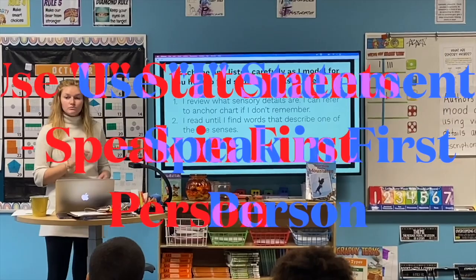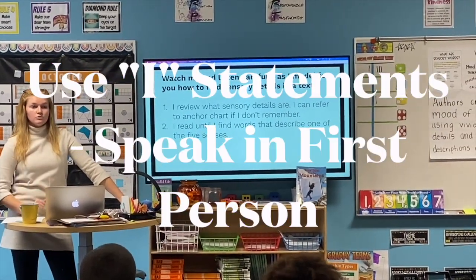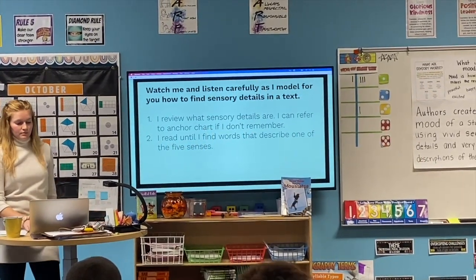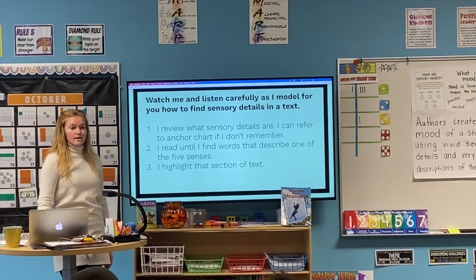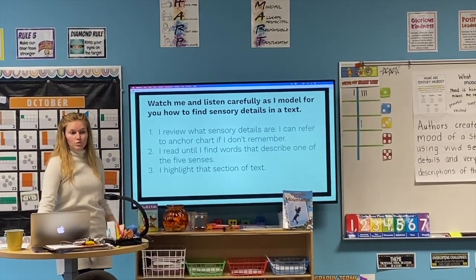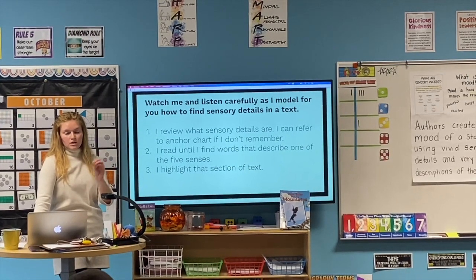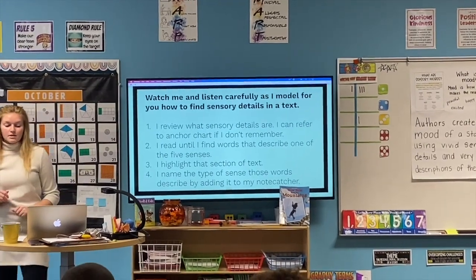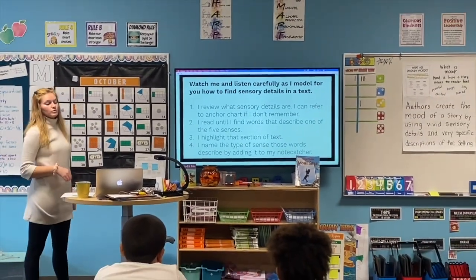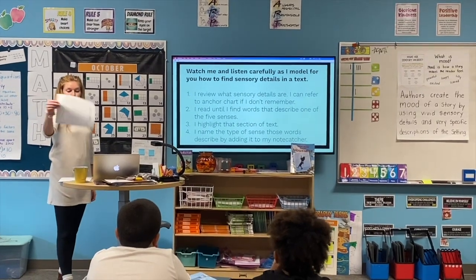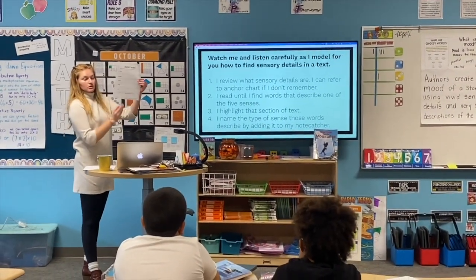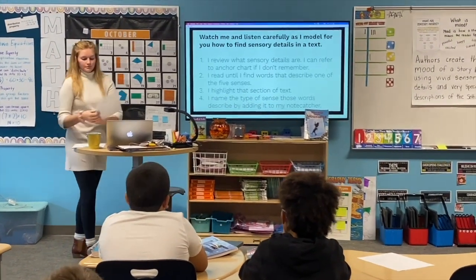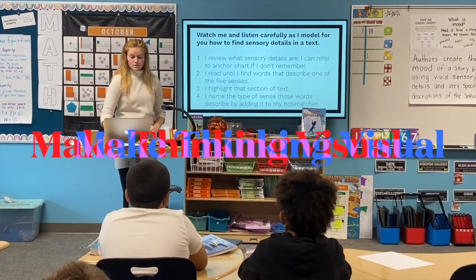Step 2, I'm going to read my text until I find the words that I think describe one of the 5 senses. Then I will highlight that section of text. So only the sensory detail words. It doesn't have to be the full sentence. In step 4, I'm going to name the type of sense that those words describe by adding it to my note catcher. So I'll place it into the correct spot. Is it a sight detail, hearing, smell, taste, or touch? Okay, so now watch me as I do this for real.